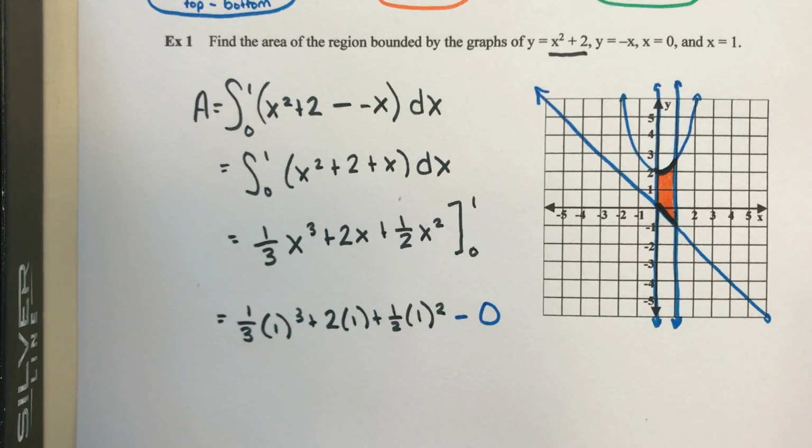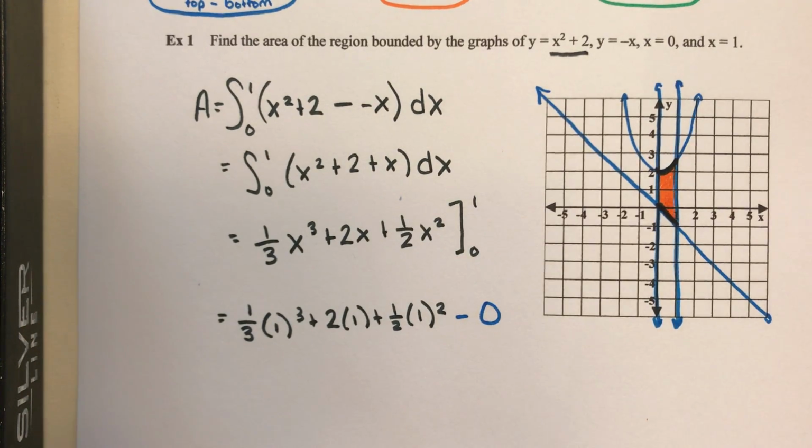So that gives me, oops, sorry, dropped my calculator. That gives me 1/3 plus 2 plus 1/2, so that gives me 17/6.